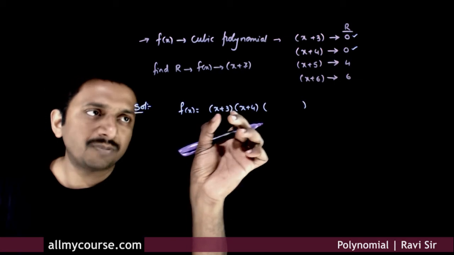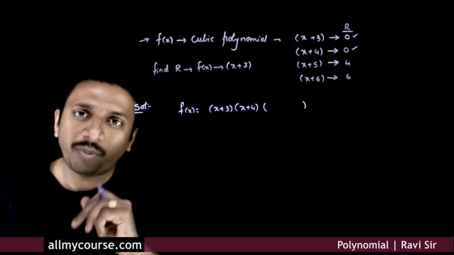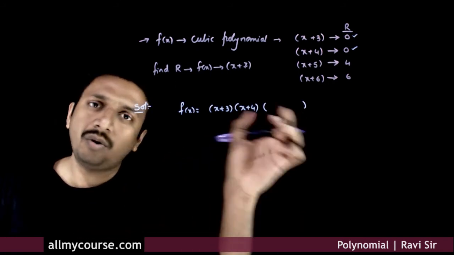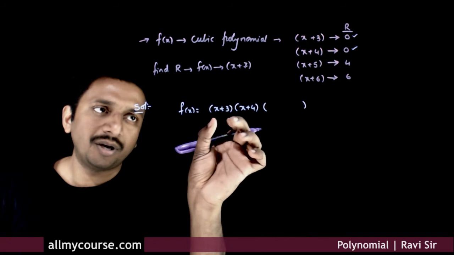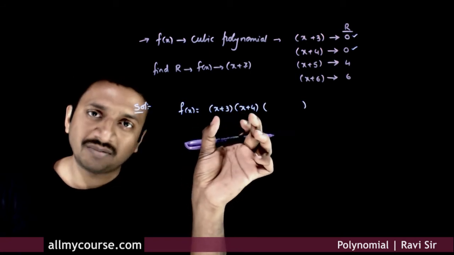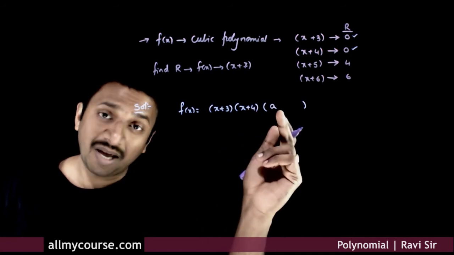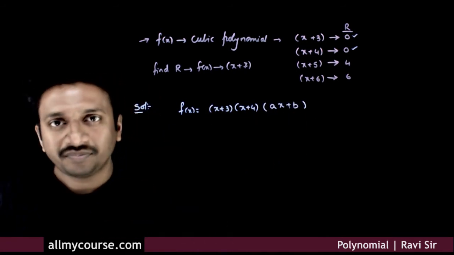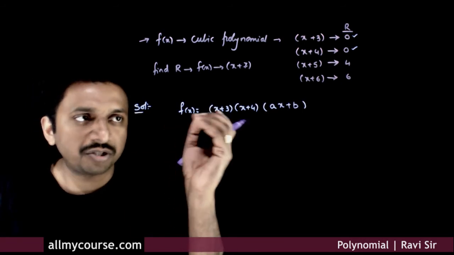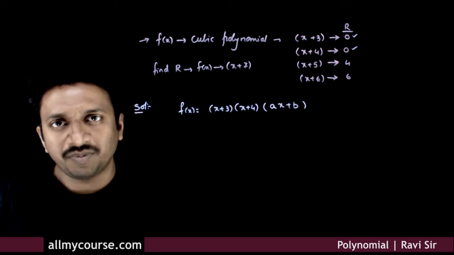So I know that x plus 3 and x plus 4 are 2 factors and f of x is a cubic polynomial. So what will be the quotient that is remaining here? The quotient has to be linear, right? Because already the quadratic has been covered. So let us assume that the remaining factor is of the form ax plus b. So I'm assuming f of x to be x plus 3 times x plus 4 times ax plus b.